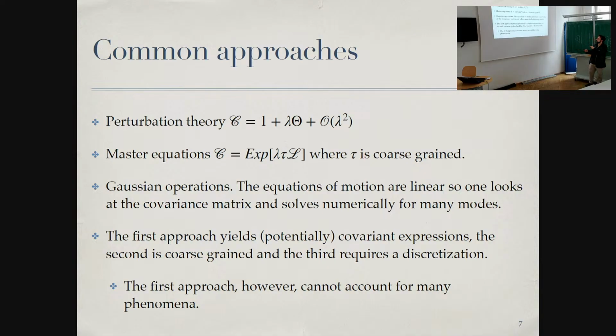So the first approach yields potentially covariant expressions. That is, one can make this covariant in a very particular sense. And the second is a coarse grain, in a way. For this equation to represent the actual dynamics of what's going on, you really need to wait a long time, and you have to define things in a time scale that is much larger than any other scale of your system, right? And there is a problem because you're trying to do things locally and covariantly.